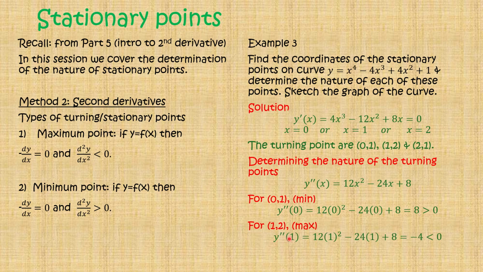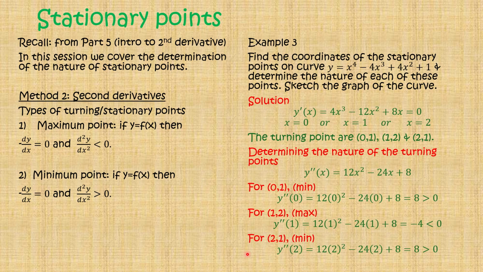Then we go on to the next point, 1, 2. This one is a maximum, simply because when we substitute for x with the 1 in the y prime prime, we are going to get a minus 4, which is less than 0. This is a negative, implying that this turning point is a maximum turning point. Then for the last one, we have 2, 1, which is a minimum point simply because the y prime prime of 2 is a positive 8, which is a positive, implying that this one is a minimum turning point.